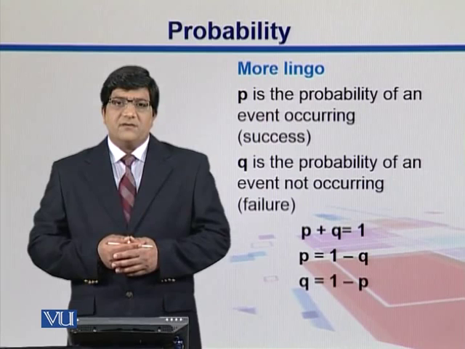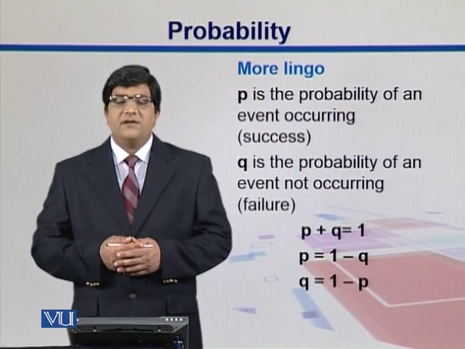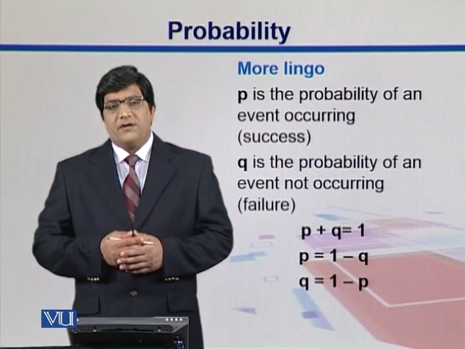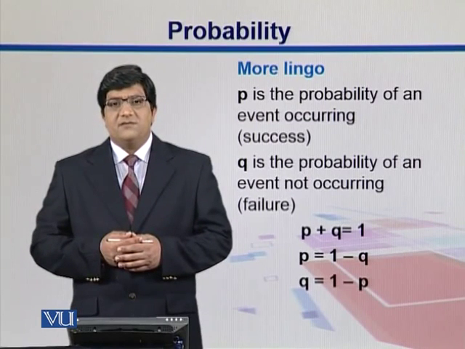In probabilities, we use the letters P and Q. So P is the probability of an event occurring. It's the probability of success. Now here is an important concept. What is success?